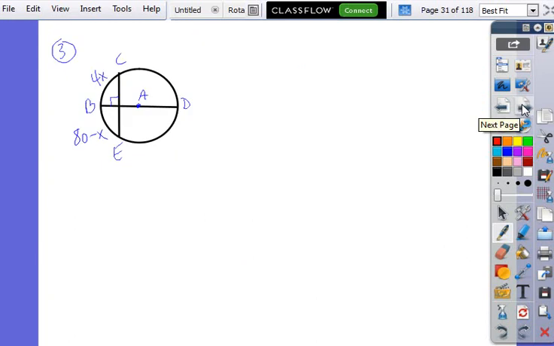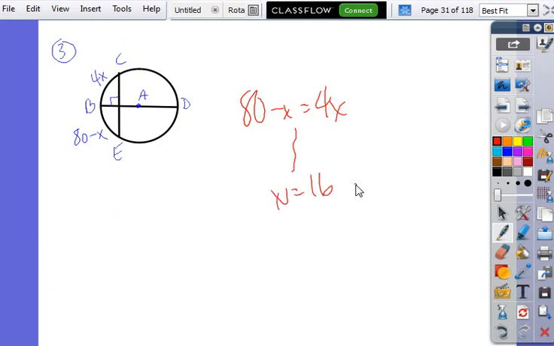What would I do on something like this? Set them equal to each other. Solve it, and then what? Take that number and plug it back in. So this would be 4 times 16, which is 64. 80 minus 16, which is 64. Those should be equal when you get done. If they're not, you did something wrong over here.